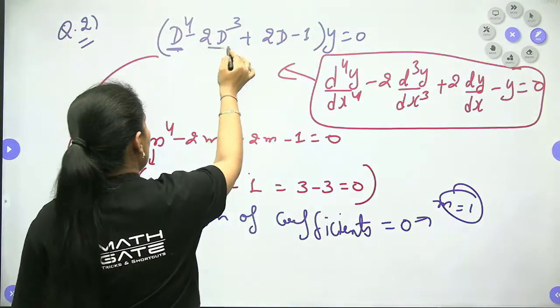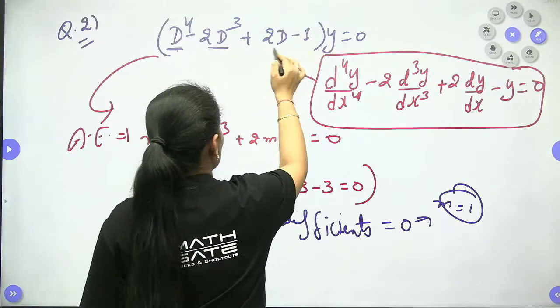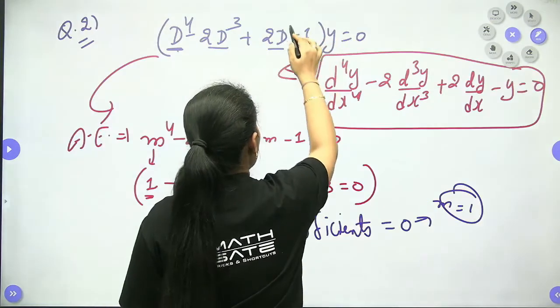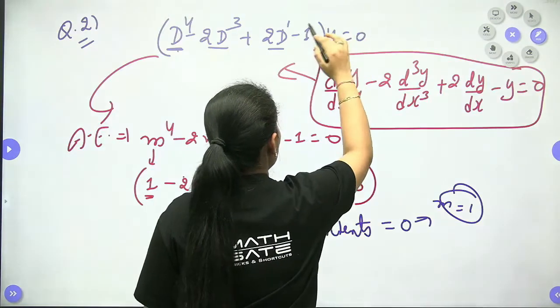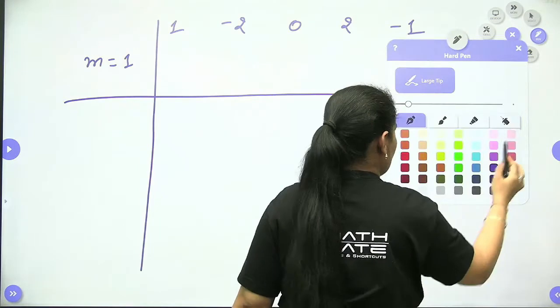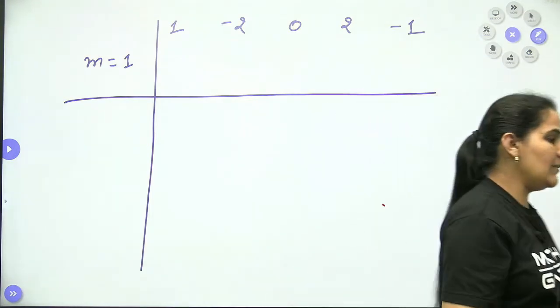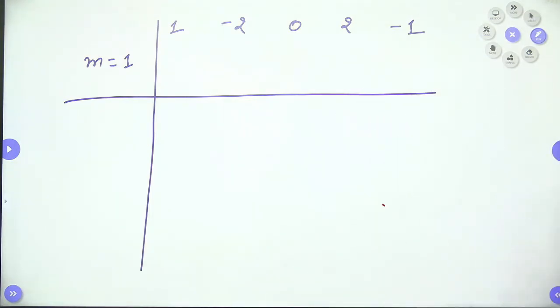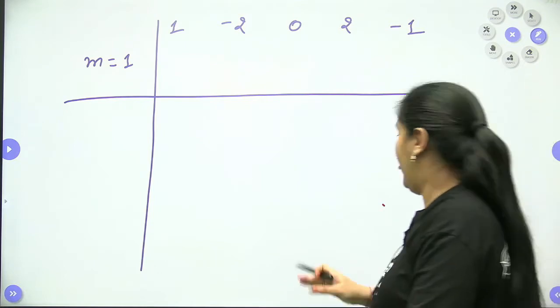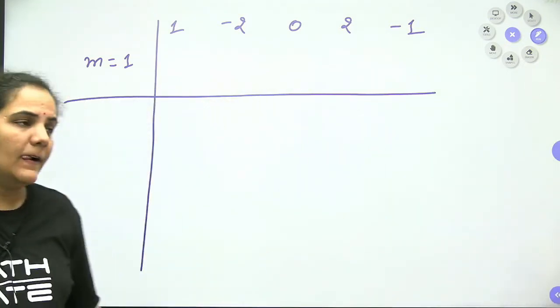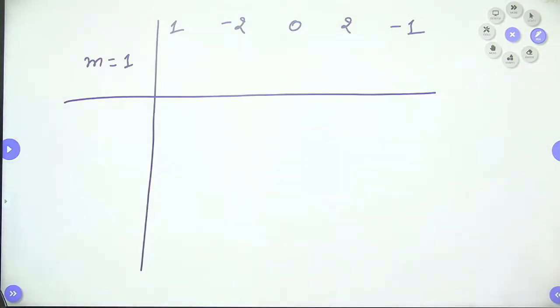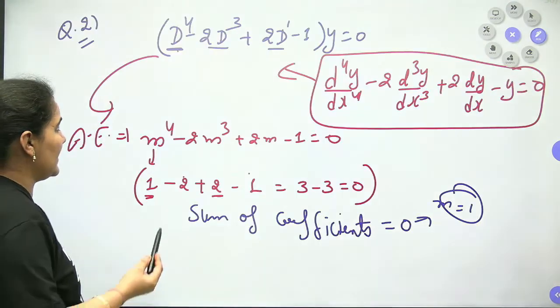The coefficient is 1, then power 3, the coefficient is minus 2, power 2 we don't have, so it will be 0, power 1, the coefficient will be 2, and the constant we have is minus 1. So we write 1, minus 2, 0, 2, minus 1, exactly.